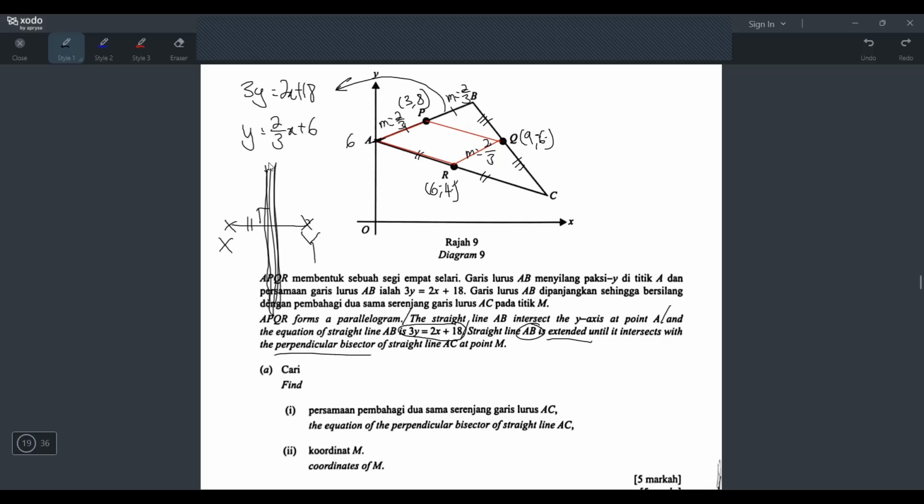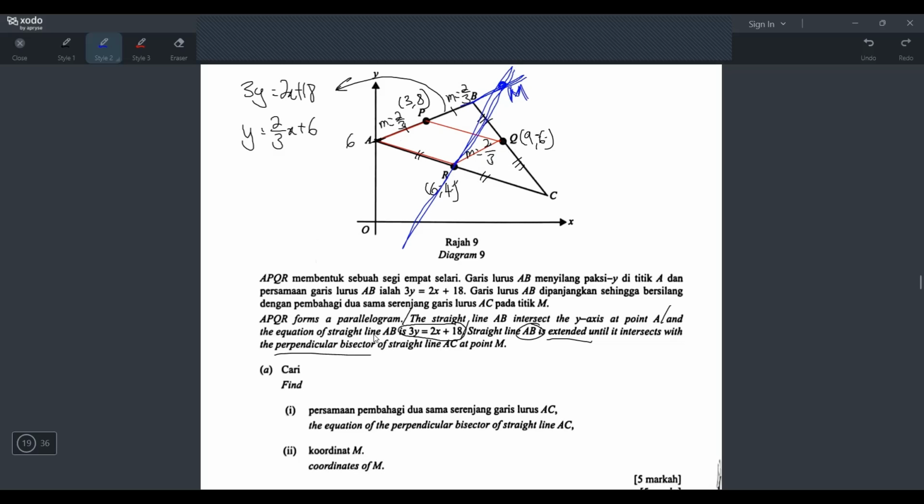Okay. So what do they say now? They say siapa intersect dengan siapa? AB is extended. So imagine this line, panjangkan until it intersects with the perpendicular bisector of straight line AC. So AC is this line. So the perpendicular bisector will be maybe like this. Because if you do perpendicular bisector, you cut it in half lah, all right? And then the intersection point is point M.